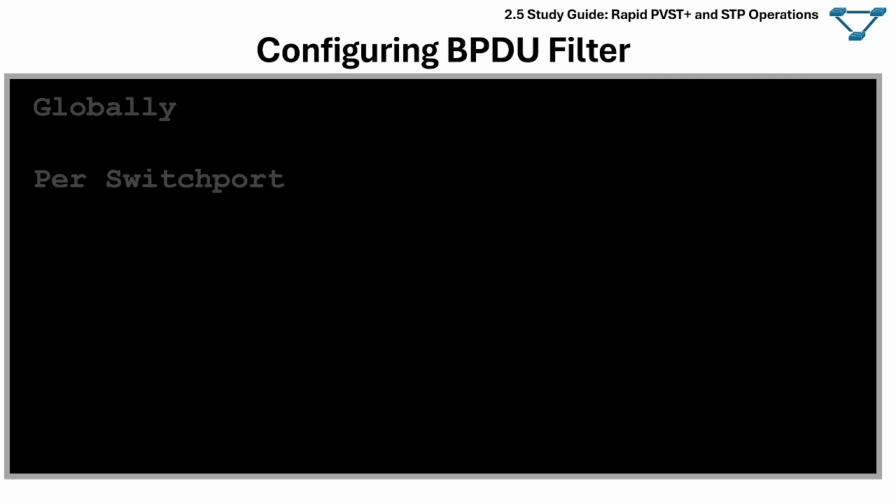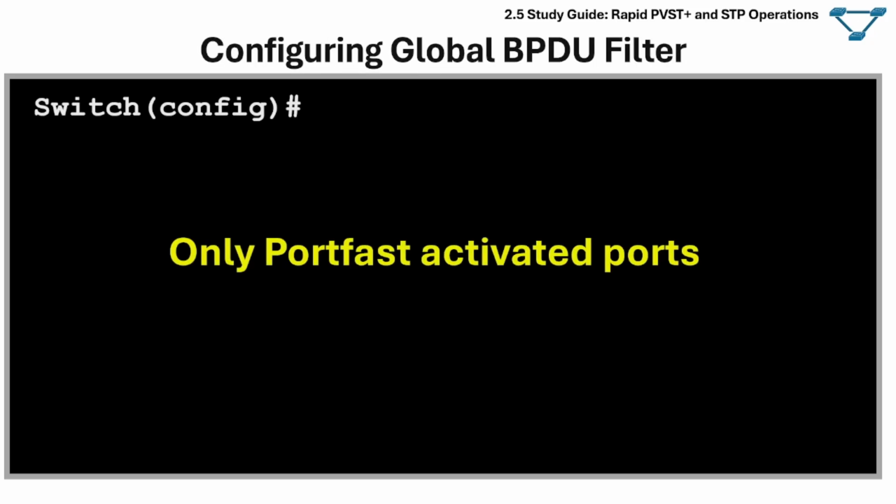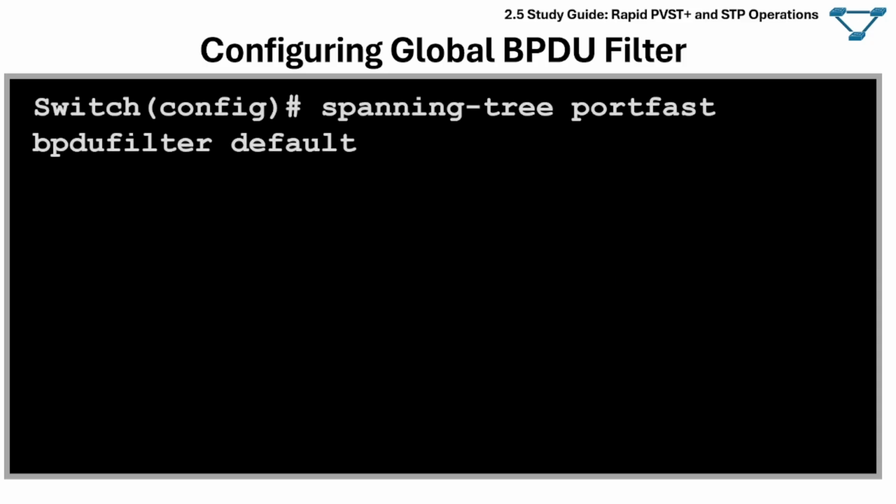Let's now configure BPDU filtering. We can configure BPDU filter globally or per interface. Let's start with the global configuration. This applies only to ports that are PortFast activated. To enable BPDU filter globally on a switch, we use the command spanning-tree portfast bpdufilter default. This command enables BPDU filter on PortFast enabled ports or edge ports.